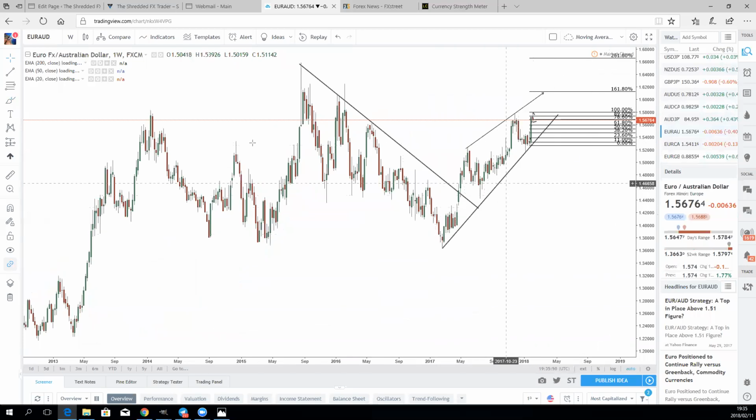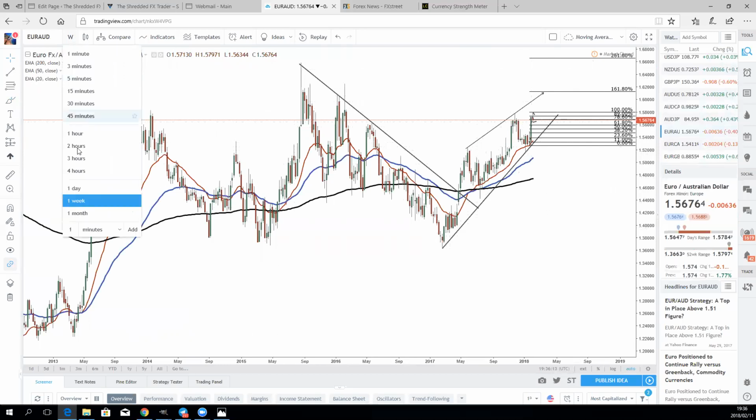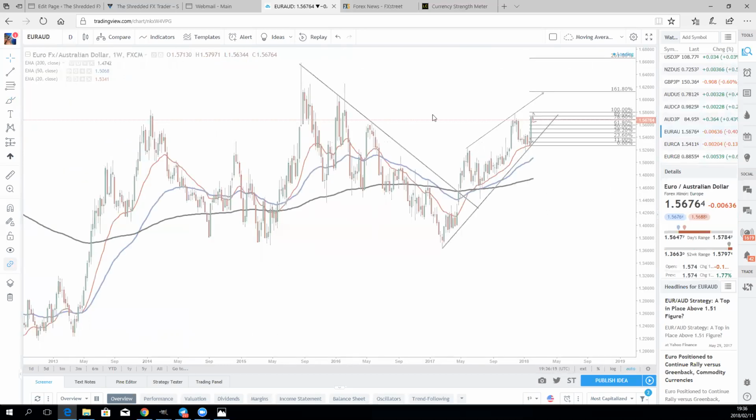Okay, just wanted to show you Euro Australian dollar. Broke out of this descending channel. We're now in an ascending channel. As you can see, we've had our 1, 2, 3, 4 move. We're looking at some further bullish momentum this week.